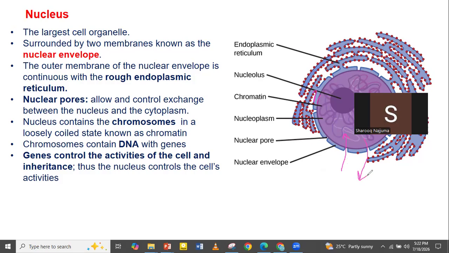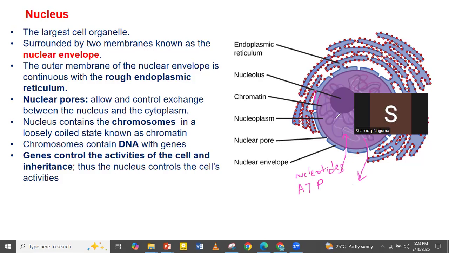We should know examples of molecules that can enter into a nucleus and leave the nucleus. For example, we can have nucleotides. You'll learn about nucleotides later, and nucleic acids and protein synthesis. But nucleotides can enter into the nucleus. ATP, which is an energy carrying molecule, can enter into a nucleus.